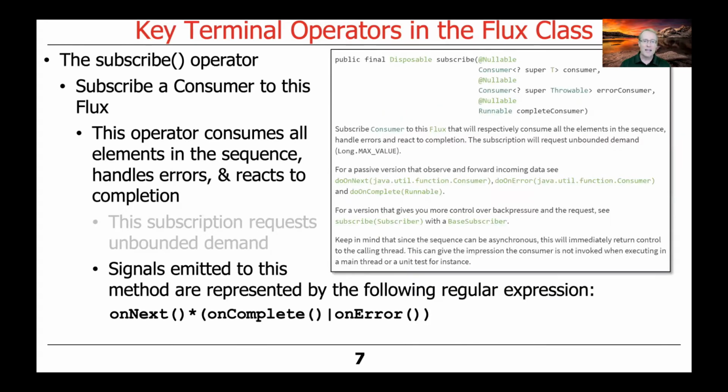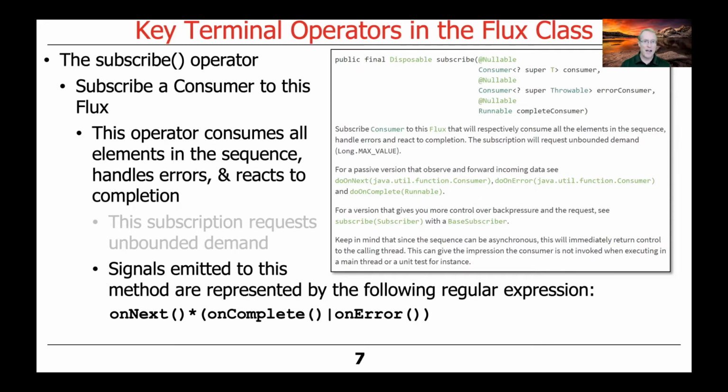The signals that are emitted via this method are represented by the following regular expression, which we've talked about before, but which will probably make a bit more sense now. So first and foremost, you can see that there are 0 or more on next signals that are sent. Those come through that first parameter. And then there can optionally be 1 on error or 1 on completion signal. On completion and on error are mutually exclusive. You only get one or the other, but you may get neither because they're both optional. And of course, for that matter, you could get either 0 on next events or an infinite number of them. So those are how the actual signals occur.